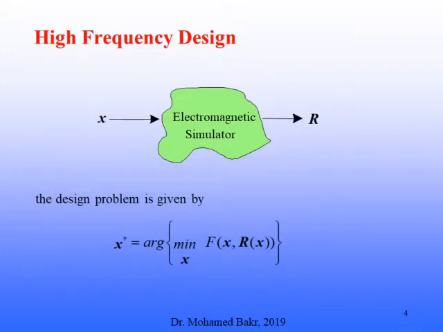Our target is to determine the optimal value of the parameters that will minimize the given objective function. The objective function here is f, and it can have an explicit dependence on the parameters, or can have implicit dependence through the response. So this is really the general engineering design problem, and our target is to solve this problem with the minimum possible cost.